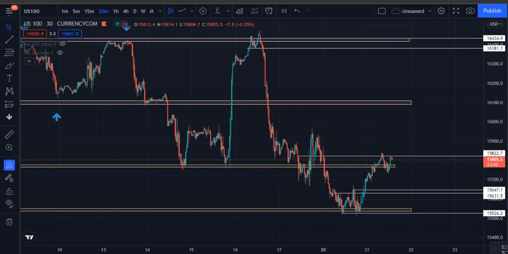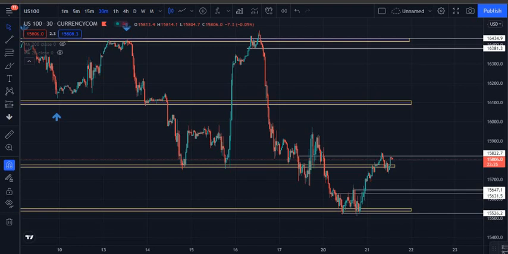Today we'll be discussing our three favorite pairs as usual: US 100, US 30 and DAX 40, which is German 40. We are approaching the end of the year, and I am expecting this week to be the last week of much volatility within the markets.